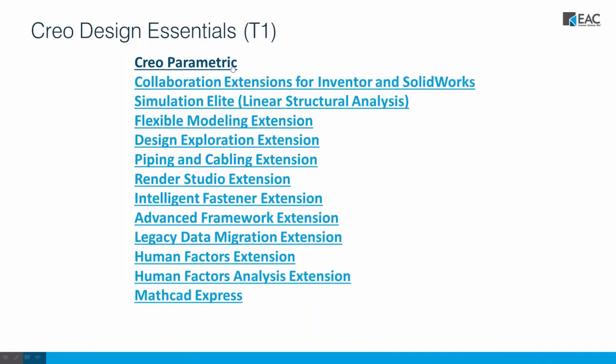at continuing on for T1. So that's just Creo Parametric. Then we have the collaboration extension for Inventor and SolidWorks. So whenever you see the word collaboration extension, what it means is you're able to write out that particular third-party software in its native format.